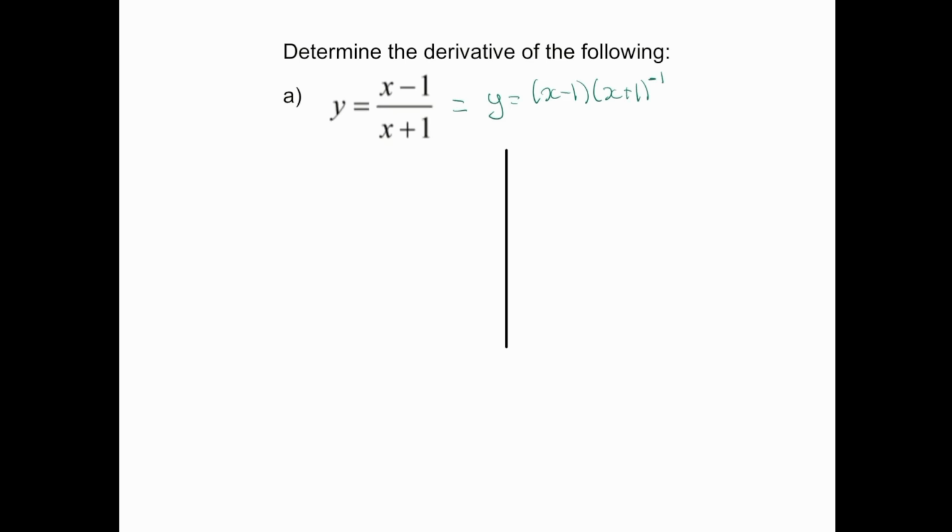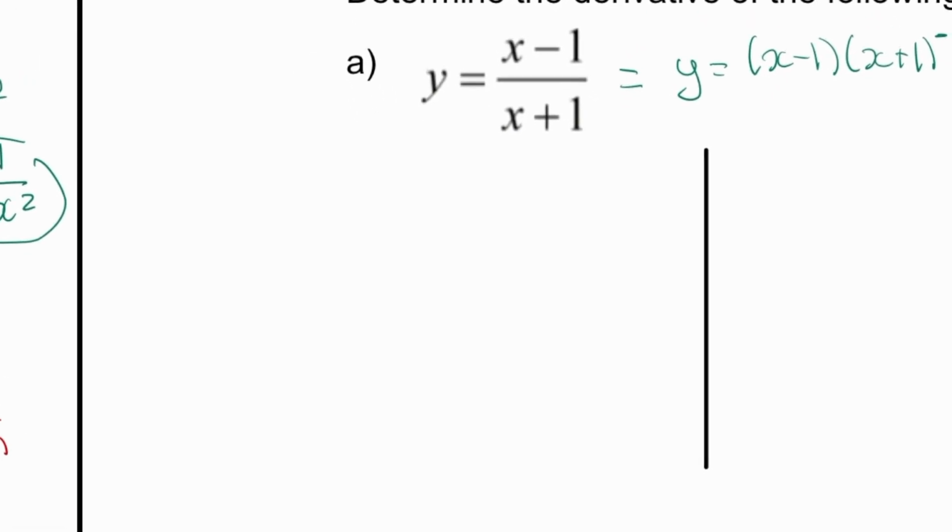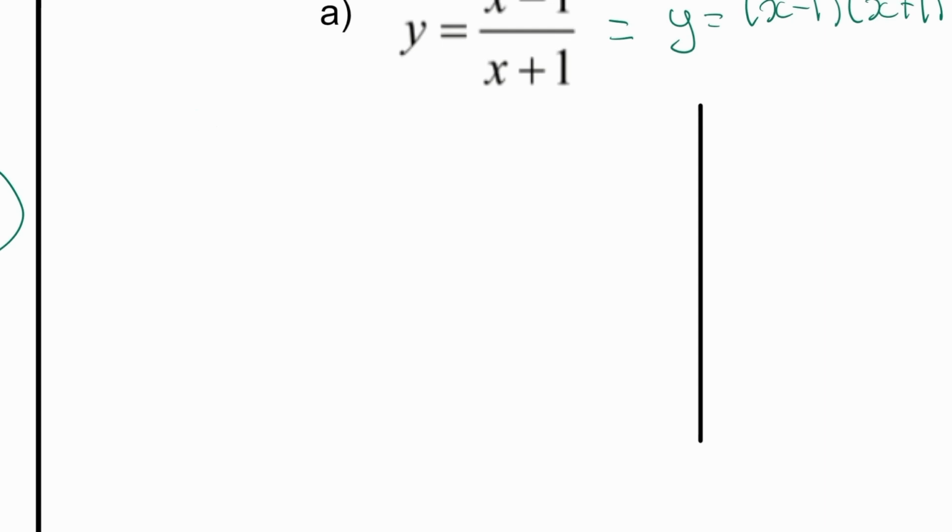So our long way, I'm going to make this bigger because I'm going to need more room, is going to be to use the product rule. And just as a reminder, our product rule: we have the derivative of the first times the second plus the derivative of the second times the first. And we have to use that special rule, chain rule, because we've got a product inside.